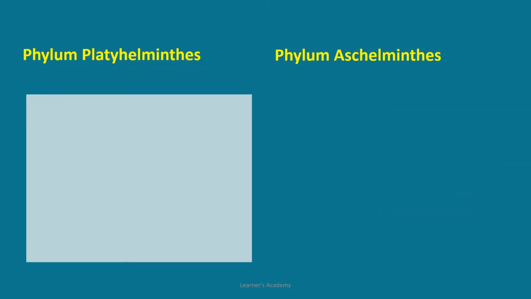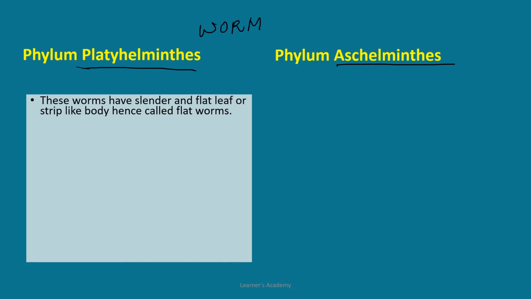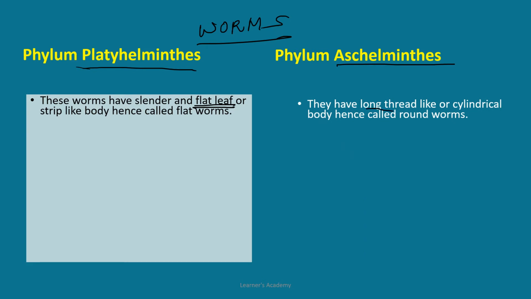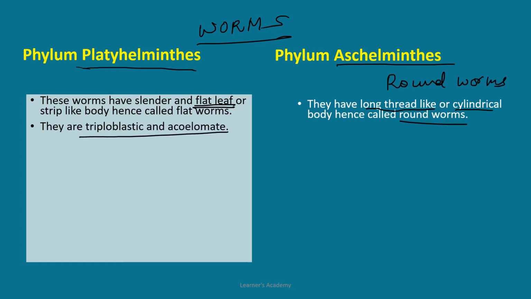Let us understand the difference between phylum Platyhelminthes and phylum Aschelminthes. The worms which have a slender, flat, leaf or strip-shaped body are called flatworms and they come under the phylum Platyhelminthes. And the worms which are long, thread-like or cylindrical are Aschelminthes worms. They are also called roundworms. Now, Platyhelminthes are triploblastic, and in case of Aschelminthes, they are also triploblastic. But what is the difference?